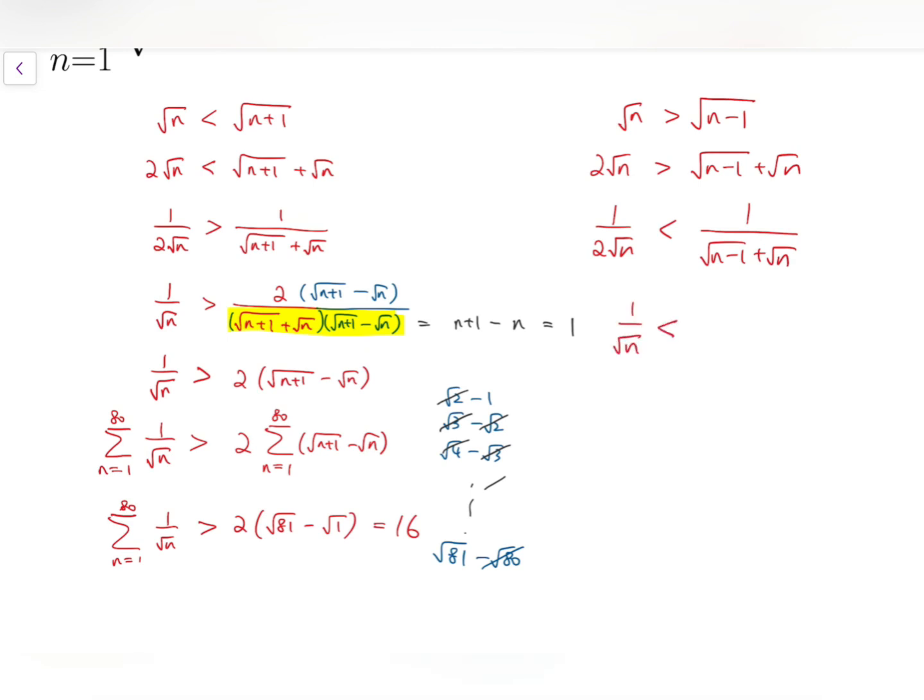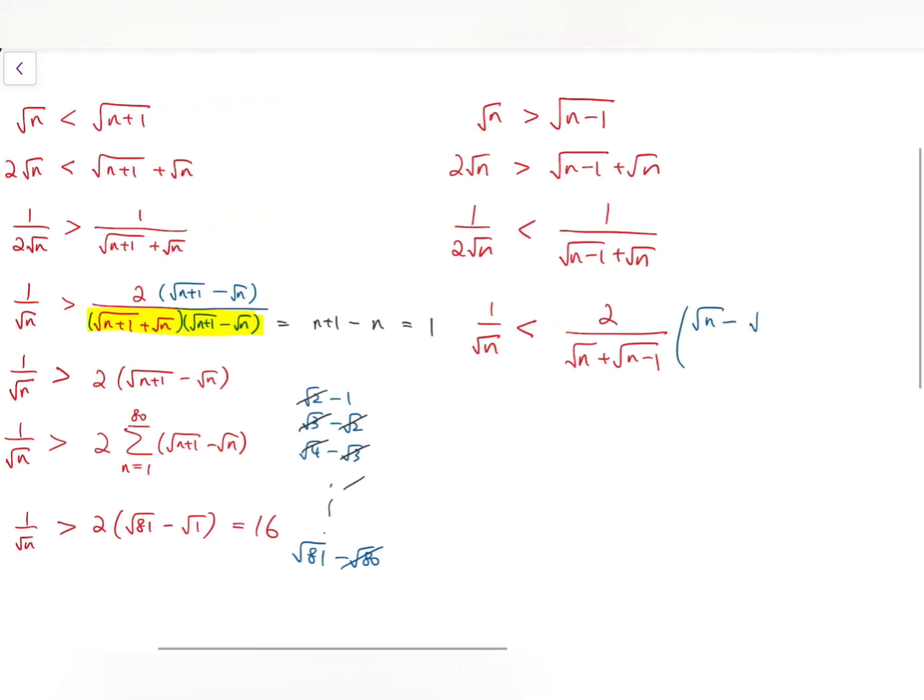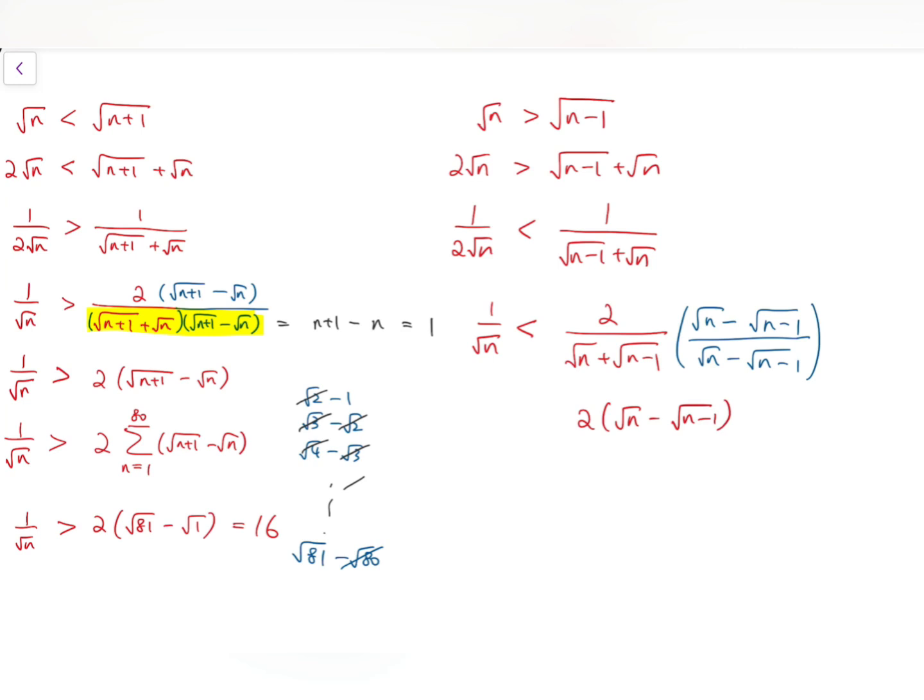And so 1 over root n is less than 2 over root n plus root n minus 1. Swapping the order, then multiply by root n minus 1 over root n minus 1. So then again, for the denominator, we have 1, while for the numerator, we have 2 times root n minus 1. And then do the series again, summation, starting from n equals 1 to 80.